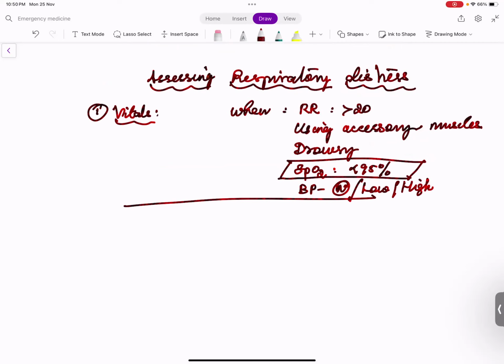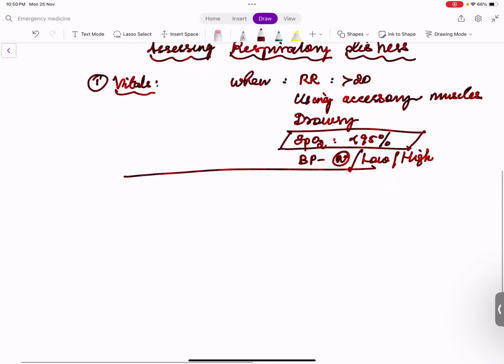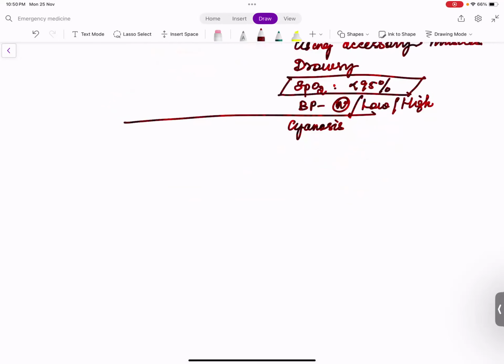So have a general look at the patient. Look at his respiratory rate, his accessory muscles, and you can look for any cyanosis. Overall, these things will give you an idea that the patient is in respiratory distress. Okay, so a patient has come to you and you have done all this examination. I'll give you a set of vitals and we'll proceed.